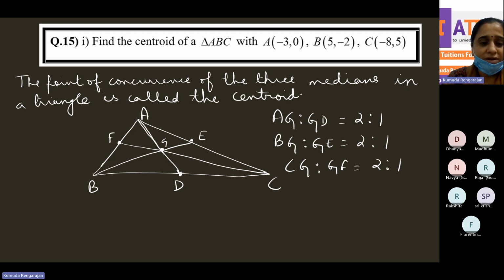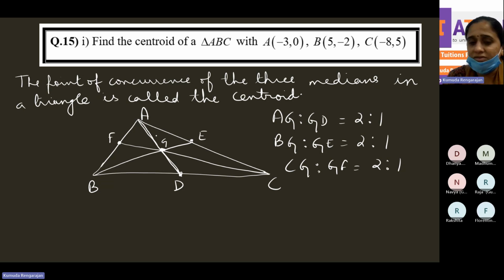See here. AD is the median, correct? Do you have G on AD? G will lie on all the medians. Now look at the median AD and the point G on it. G divides the median AD in some ratio, right? That ratio will always be 2:1.